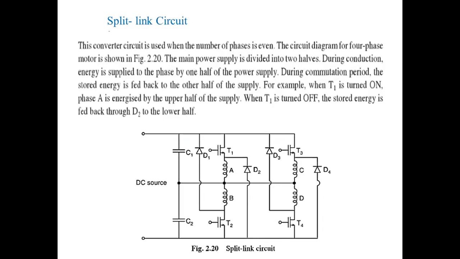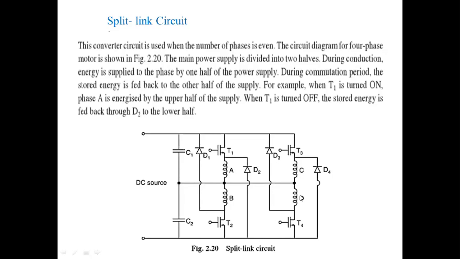And next one is the split link circuit. What about the split link circuit? Here, the converter circuit is used when the number of phases is even. All these configurations of the converter circuits are changing, and the purpose of changing is to get more advantages towards applications. Within the split link circuit, we place two capacitors, C1 and C2, which is nothing but a splitting. In between, we split the phases A, B and C, D. That is a split link circuit.